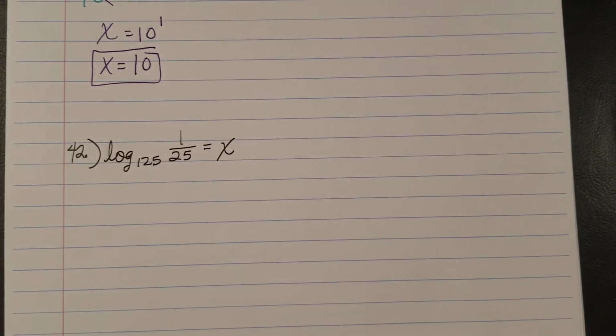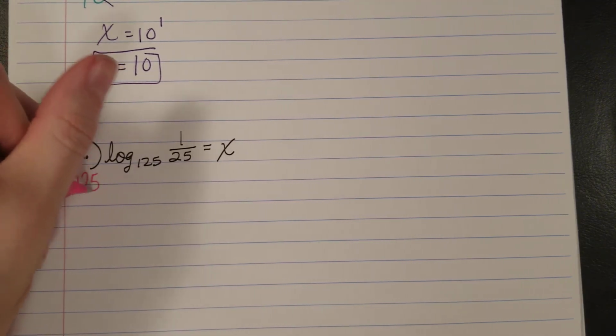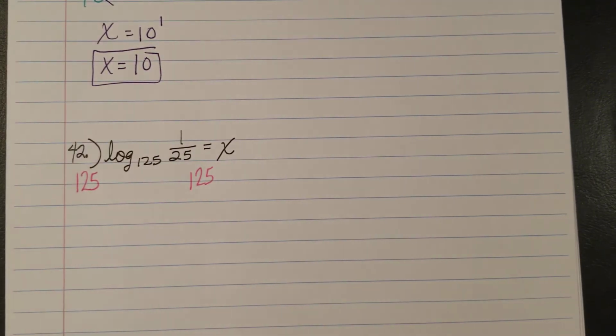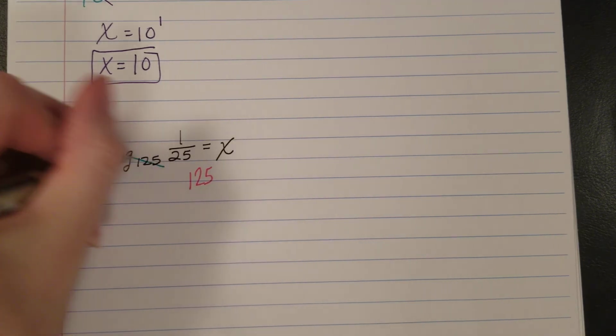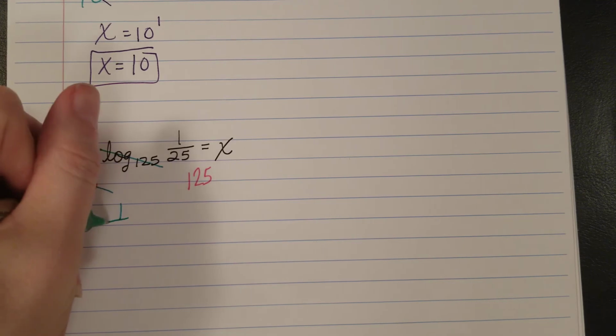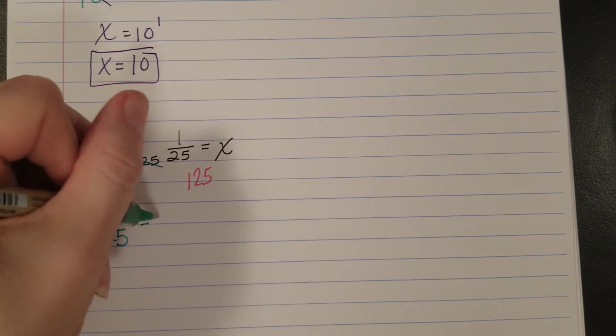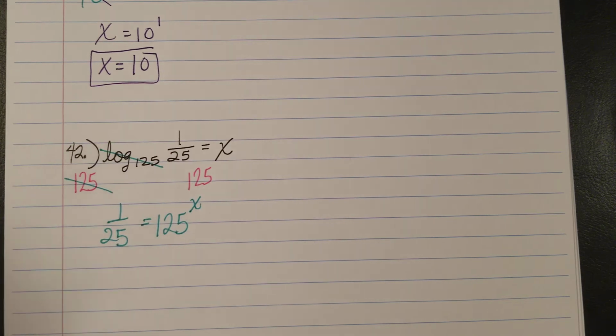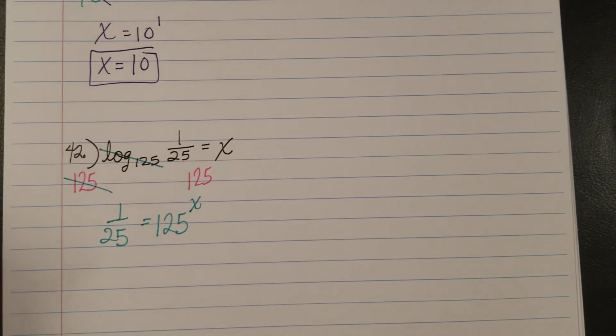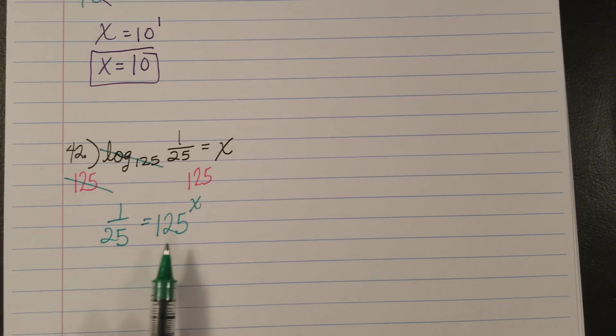Number 42, same thing. So the base is 125. So I make that my base here. And then that lets me cancel out that and that. And then I have 1 over 25 equals 125 to the power of x. So now it's an exponential equation, kind of like what we talked about in 4.2, where you want to find a common base for both sides. So in this case, that common base is going to be 5.